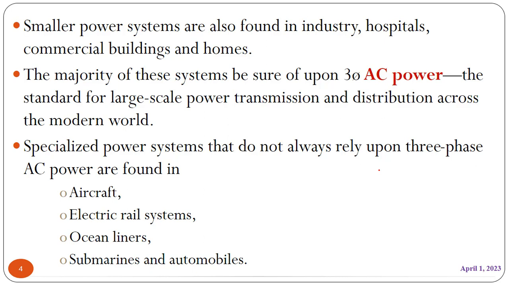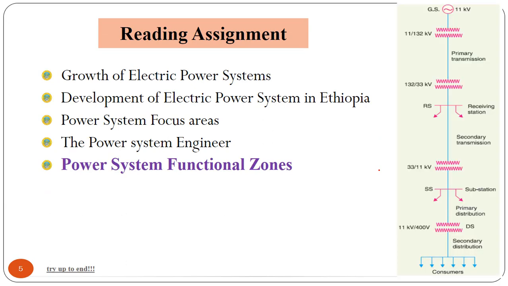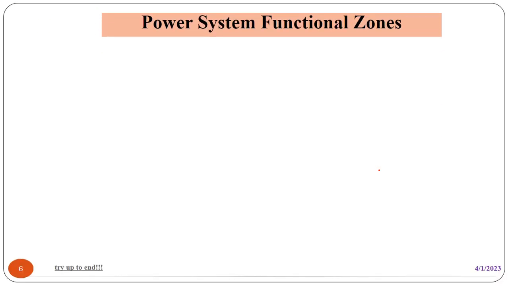Small power systems are also found in industry, hospitals, commercial buildings and homes, for example in the sugar industry. The majority of those systems use three-phase AC power, which is the standard for large-scale power transmission and distribution across the modern world. Specialized power systems that do not always rely upon three-phase AC power are aircraft, electric railway systems, ocean liners, submarines and automobiles. These are single phase.